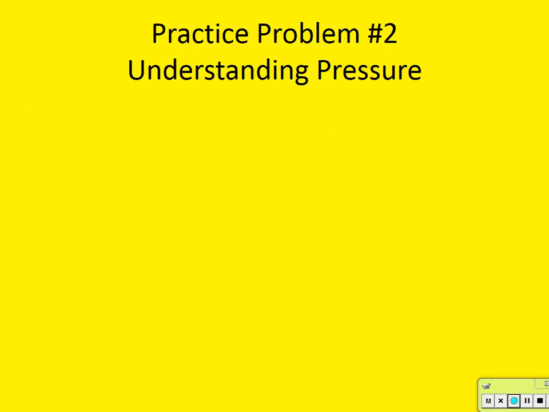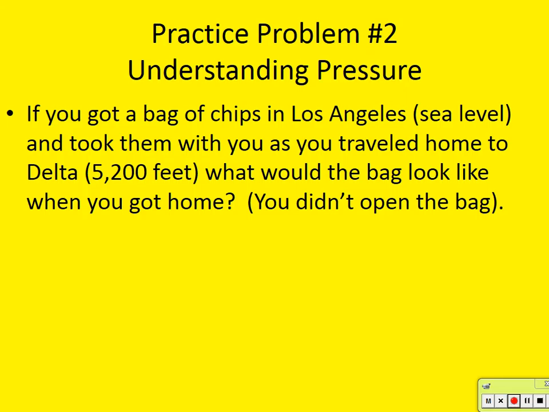Practice problem number 2. If you got a bag of chips, and you guys might have tried this or seen this if you've traveled in your car. So let's say you got a bag of chips in Los Angeles, which is at sea level. Obviously, it's right by the ocean. So you're starting your trip in Los Angeles, and you took this bag of chips with you as you traveled home to Delta, which is around 5,200 feet. What would the bag of chips look like when you got home? Now note, you didn't open the bag. So it's sealed. So you started at sea level, you came up all the way to Utah. What's the bag of chips going to look like?